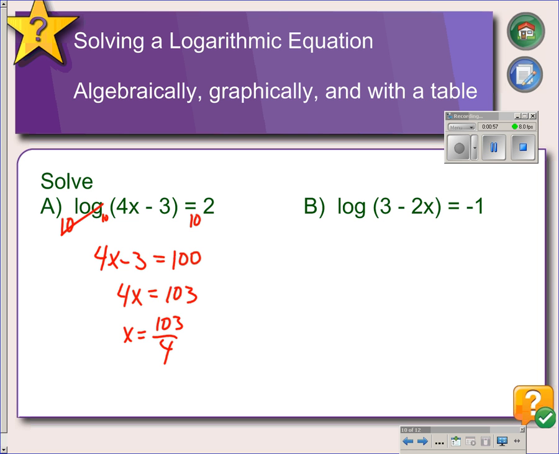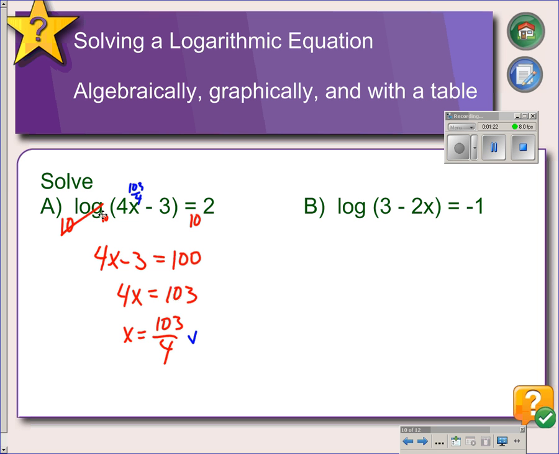And that's it. But you do have to check your answer. So we would put the 103/4 in for x. The 4's will cancel and you get 103. 103 minus 3 is 100, and log base 10 of 100 is 2. So yes, it works. That is the correct answer.